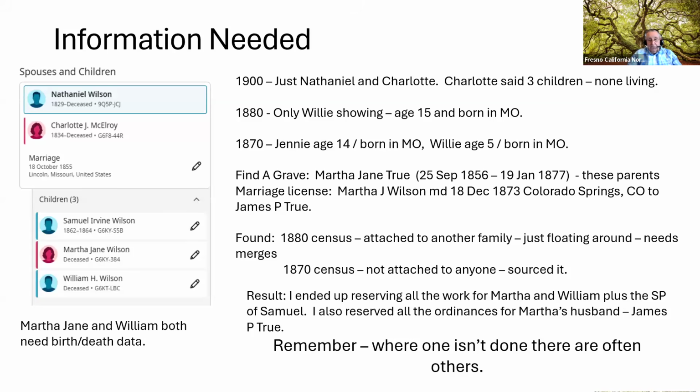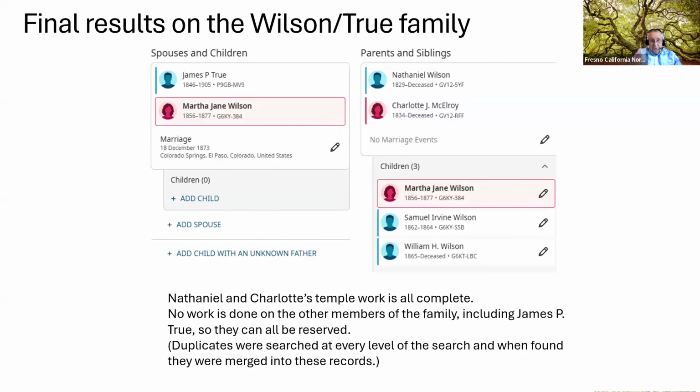And then the end result was that we ended up reserving all the work for Martha and William, plus the sealing of Samuel to his parents, which had not been done, and then reserved the work for James P. True. So again, whenever you see one needs to be done, there's often others. And so this is what the family looked like after we had gone through all of it. And it looks a lot nicer than it did before on the kids because the kids look much more complete. We still hadn't found William's death date. We just know he died before 1900.